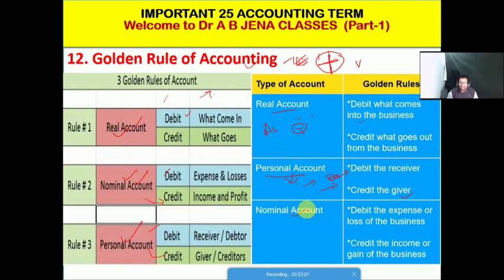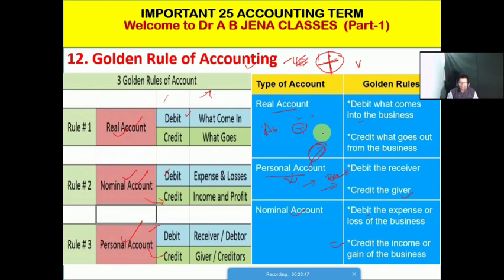So the nominal account, what is this? Similarly, in the nominal account, two rules are there. Debit is all the expenses and losses of the business, and credit is the income or gains of the business. Friends, in a separate video, by citing suitable examples, we will discuss.